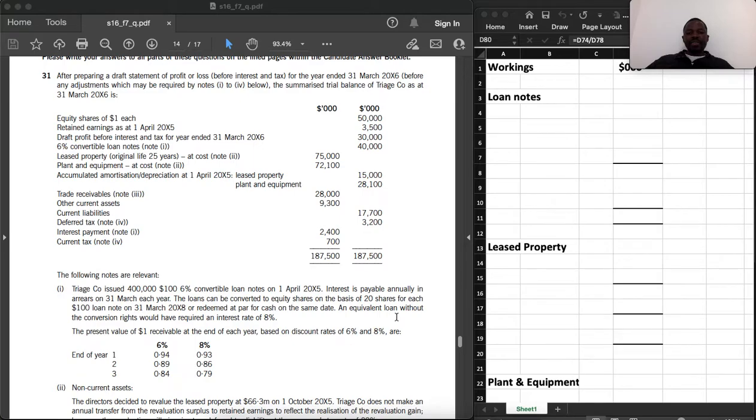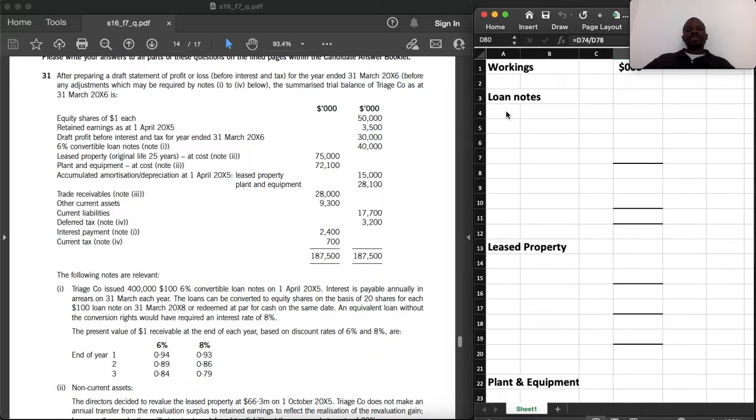An equivalent loan without the conversion rights will have required an interest rate of 8%. So this 8% is a crucial percentage, as we are going to use this 8% to calculate the finance cost to be charged to the income statement or to adjust the profit. And also this 8%, we are going to use it to discount so that this convertible loan note we can easily split the liability portion and the equity portion. So now let's do just that.